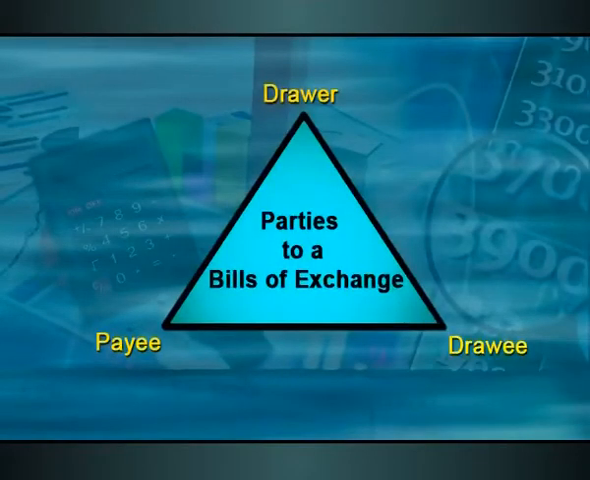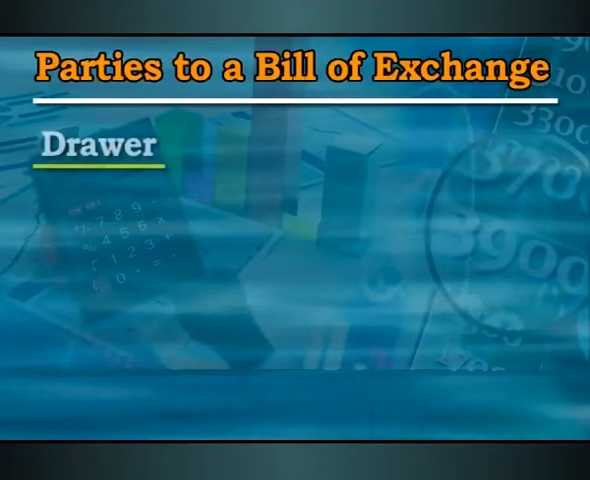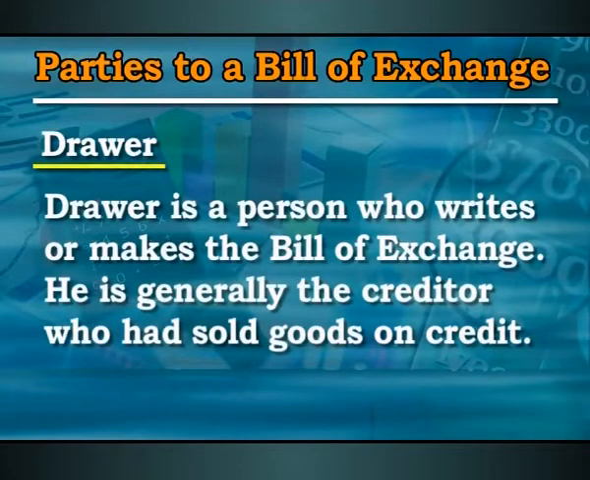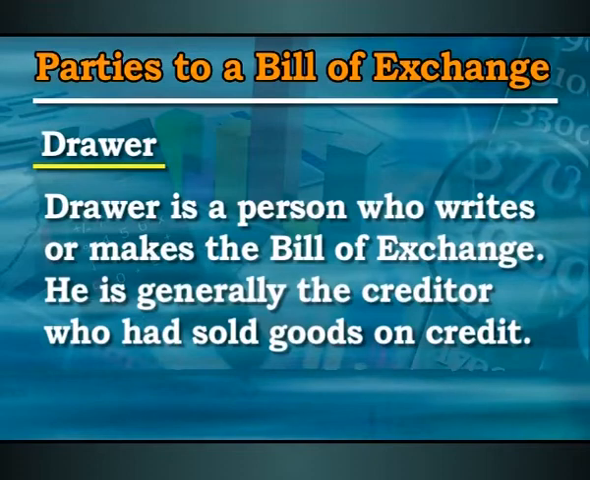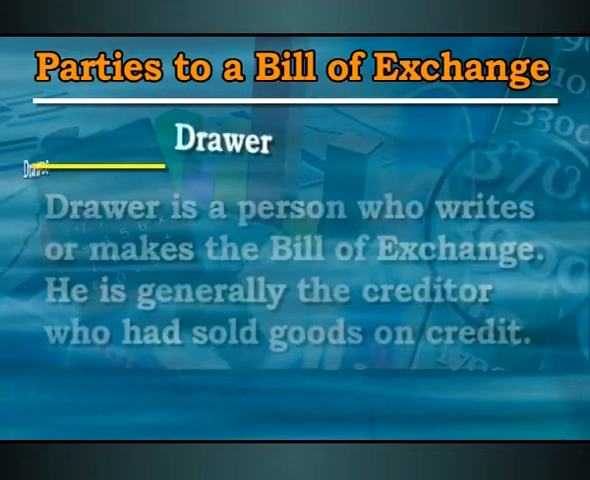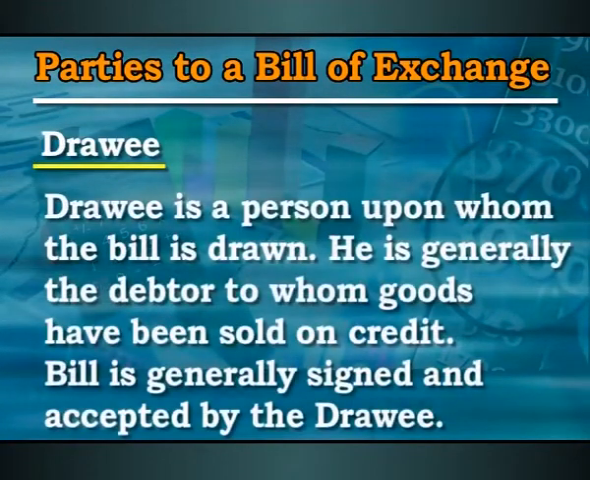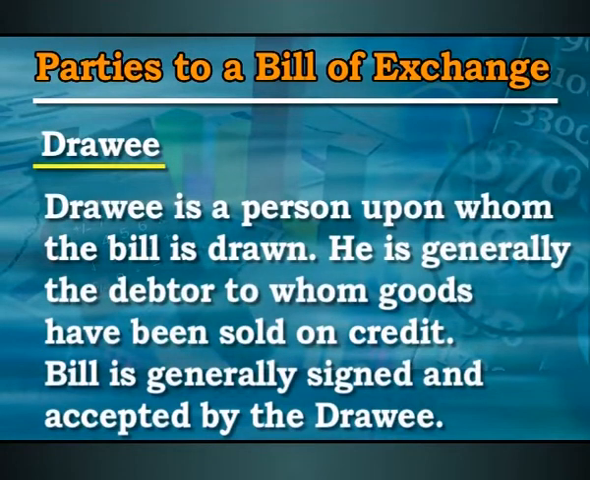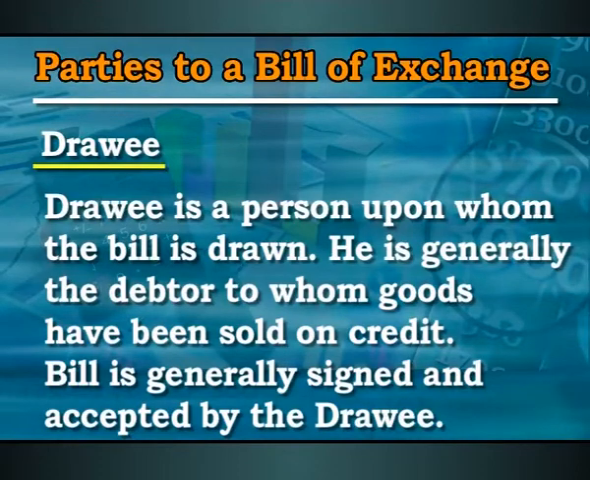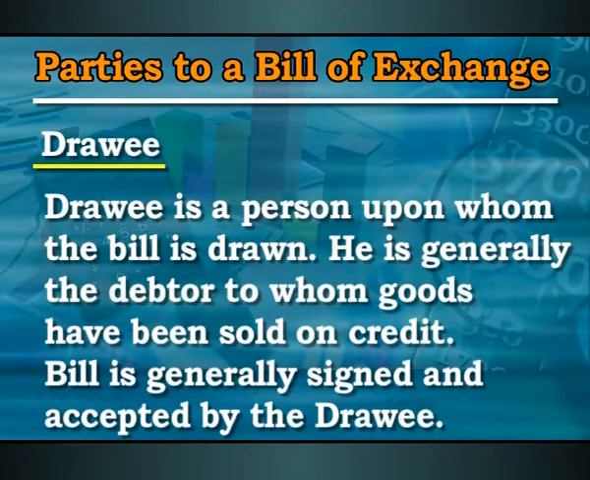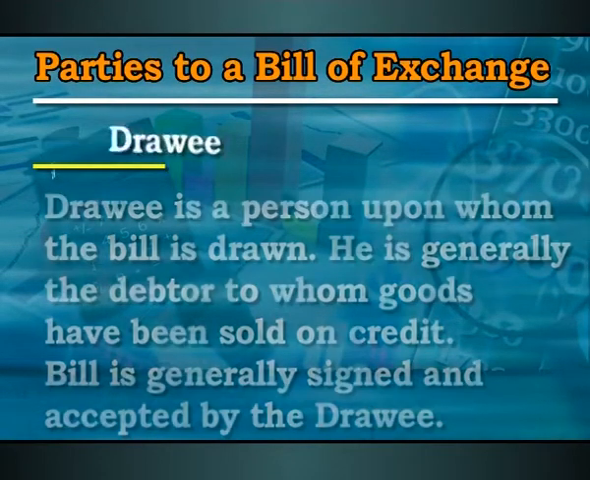If you go by the definition of bills of exchange, you will find there are three parties to the bills of exchange. One is the drawer of the bill, who is generally the creditor or the person who has sold the goods on credit. So he is called the drawer. The second party is the one on whom the bill is drawn, the debtor or the buyer who has purchased goods on credit. He is the drawee of the bill. He is responsible to make the payment.